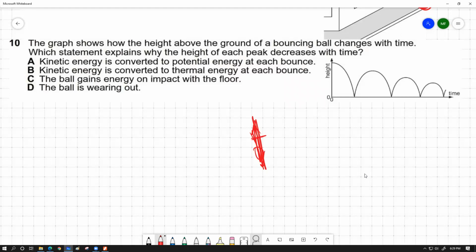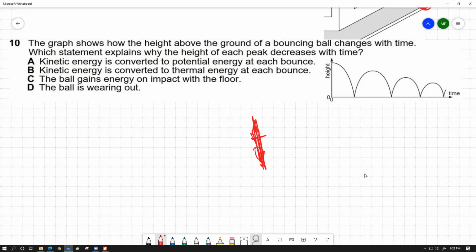This can ambiguously mean that in each bounce, all of the kinetic energy converts into heat energy, but that's not the case. A fraction of the kinetic energy converts into heat energy. But so this can also be considered to be correct to explain our question. But let's have a look at the other options to figure out whether we can find a better one.